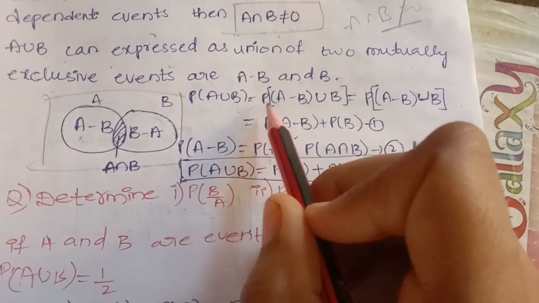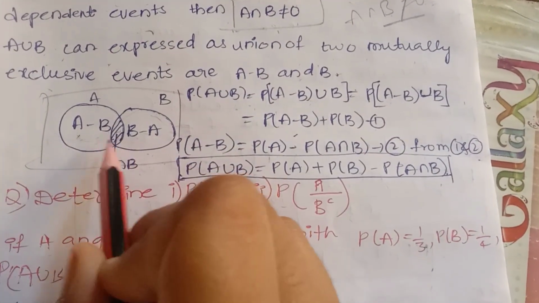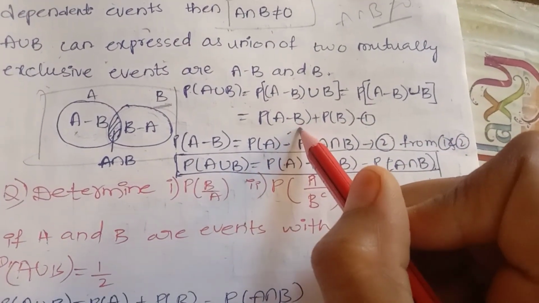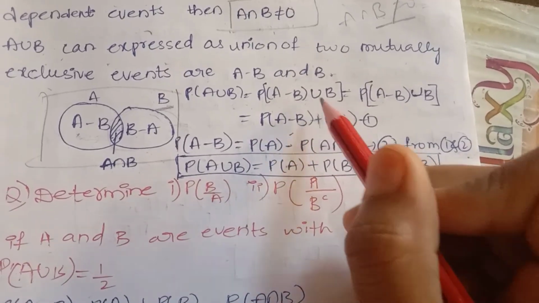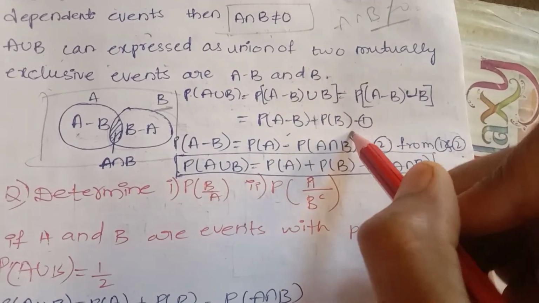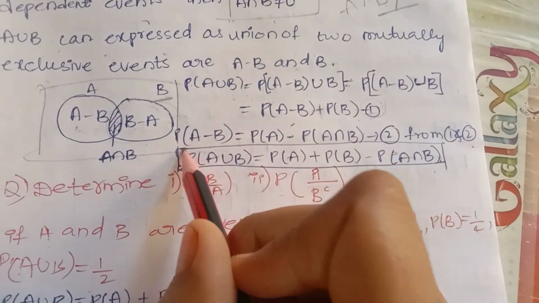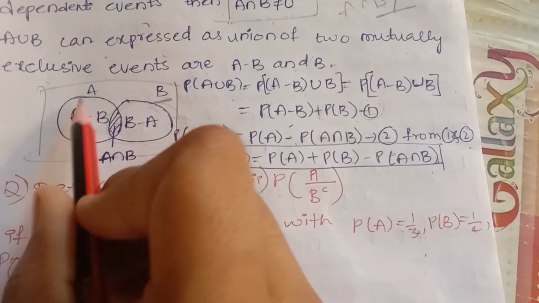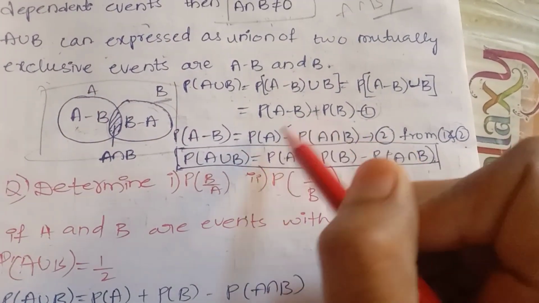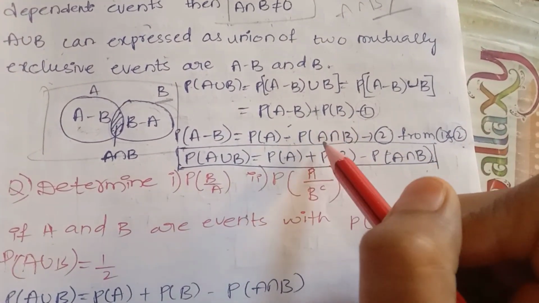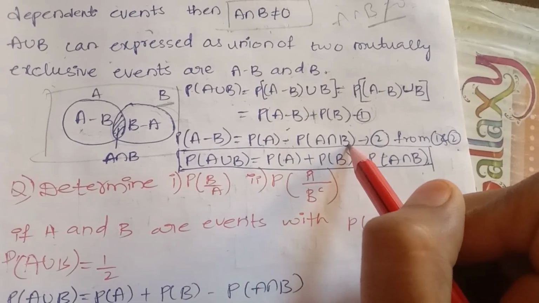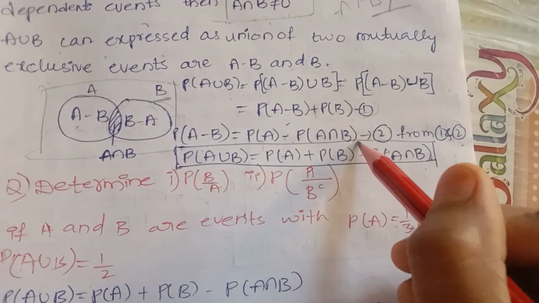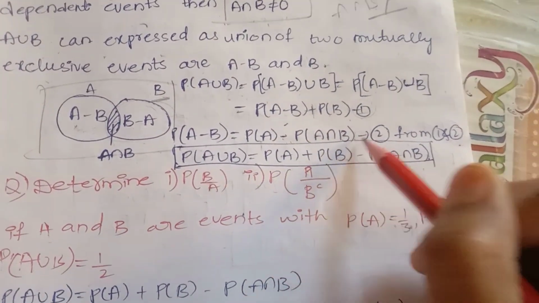P of A union B equals probability of A minus B union with the second event B. Union means we take a plus symbol and write the probability of the second event separately, taking it as the first equation. After that, P of A minus B is P of A minus A intersection B, because A intersection B is also part of B. This is the second equation.